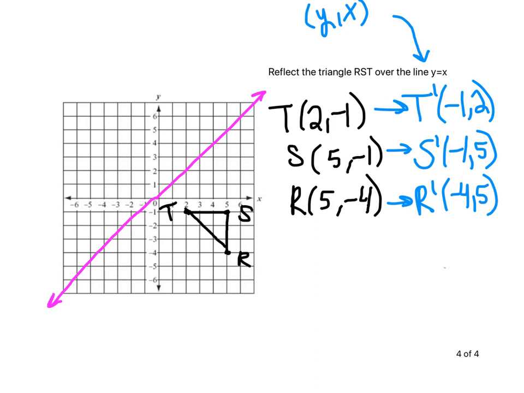So now we can plot those. That's my T prime, and then S is now (5, -1), so that's S prime. R is (5, -4). And then we can draw our triangle. So that would be reflected over the line y equals x. So remember with y equals x, that's where we want to switch the x and the y.